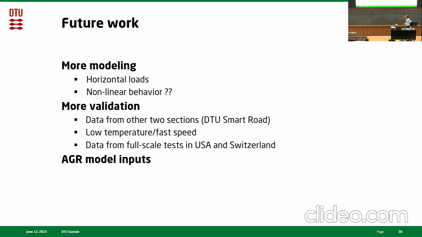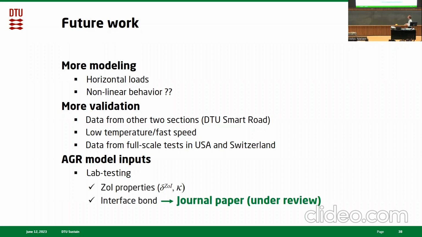Finally, future work includes that we look into some of the grid model inputs. So how do we actually estimate this kappa value, or the zone of influence thickness? Here we could imagine that this could maybe be checked in some kind of lab test. And also this interface bond, now I put it here in future work. Actually, we did work on estimating this bond level between two asphalt layers with and without a grid. And that was prepared and submitted to a journal in a manuscript that is currently under review.